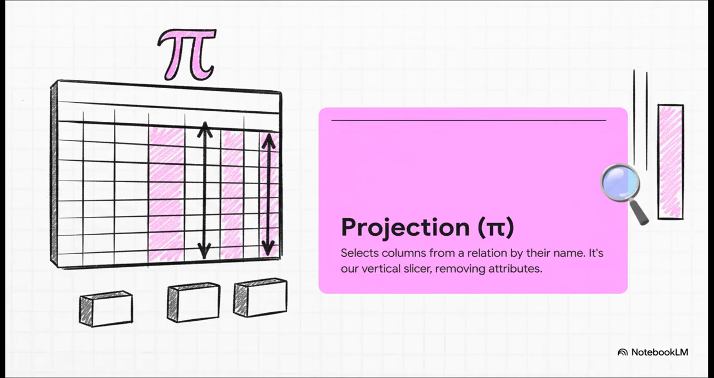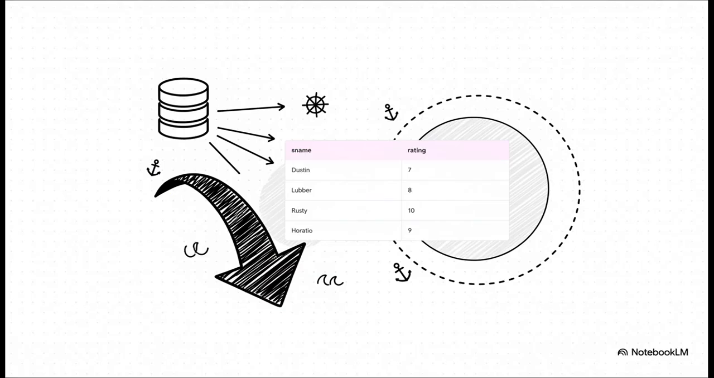Okay, our second tool is projection, represented by the letter pi. Now, if selection slices horizontally by picking rows, you can probably guess what projection does. It slices vertically by picking columns. You just tell it which columns or attributes you care about, and it gets rid of everything else. For instance, what if we only care about the sailors' names and their ratings? We don't need their ID or their age. We just apply a projection. It takes our original 4-column table and spits back this new, leaner 2-column version. All that extra info is just gone.